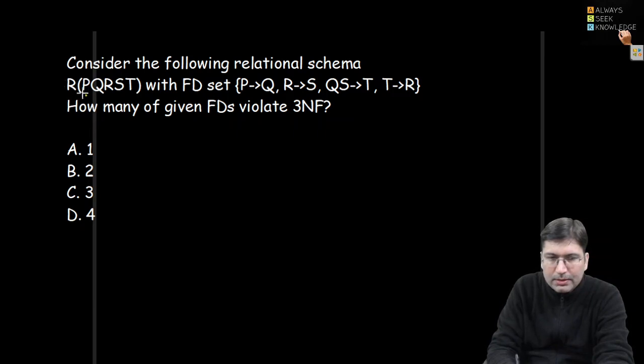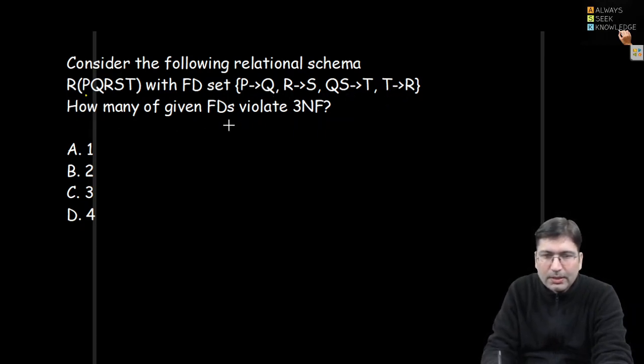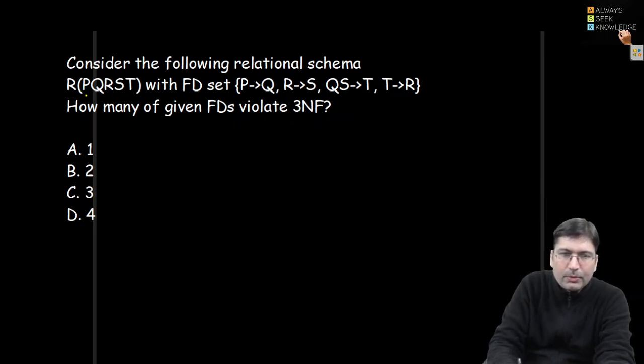In which a relation R is given, which has attributes P, Q, R, S, T, and a set of functional dependencies is also given. Here it is being asked how many of the functional dependencies violate the 3NF. So if we want to check the 3NF, there are two conditions.